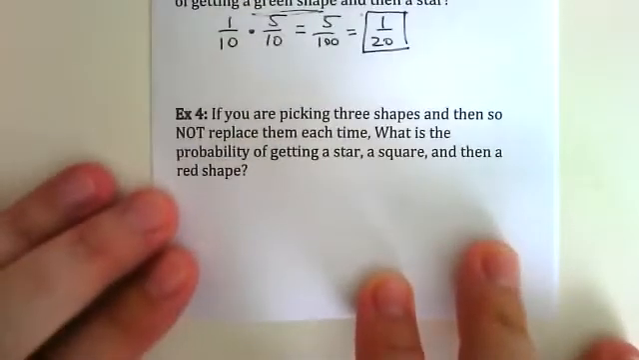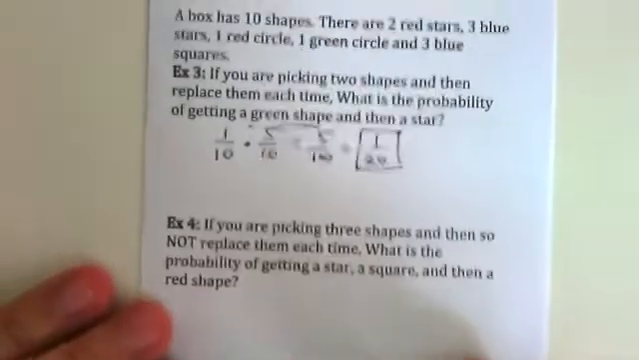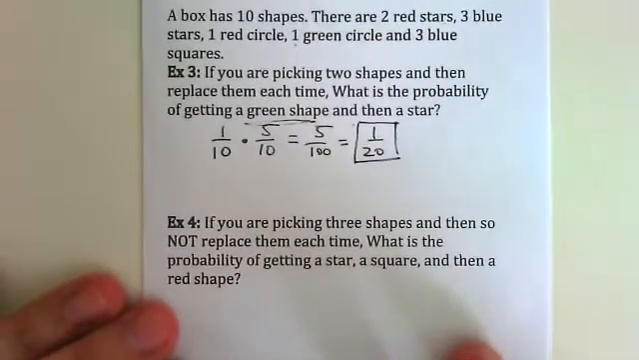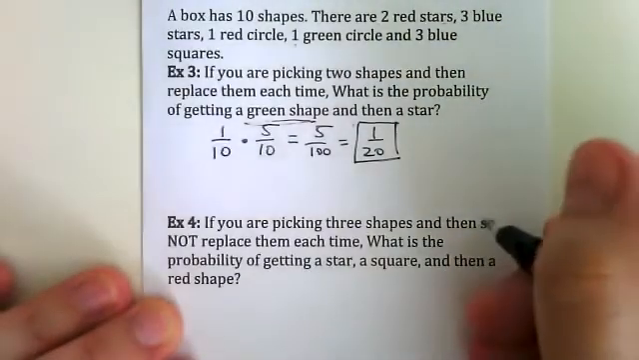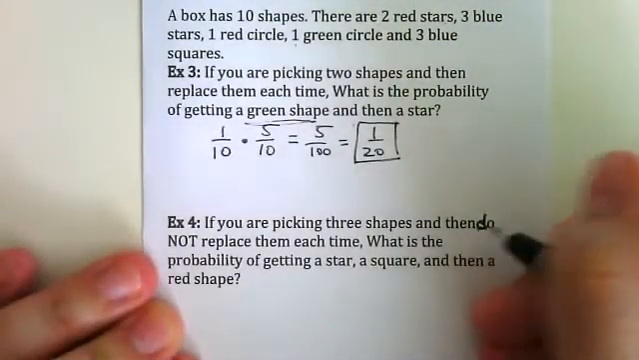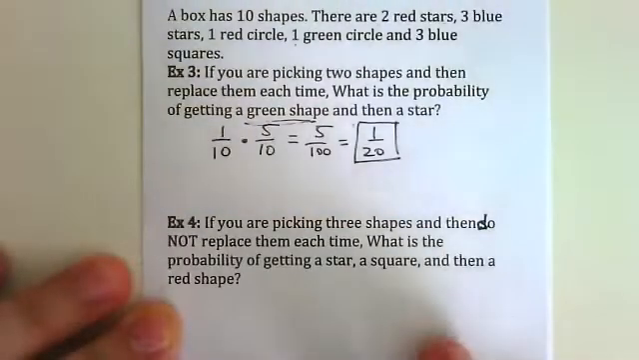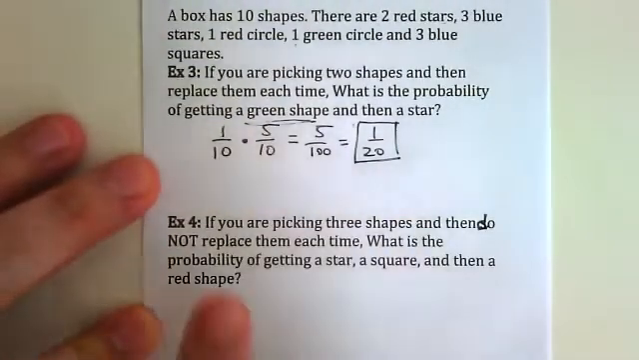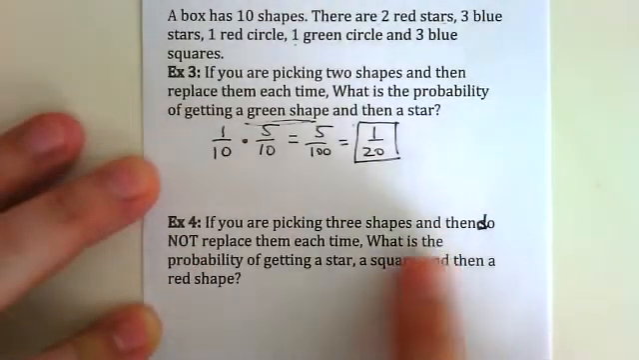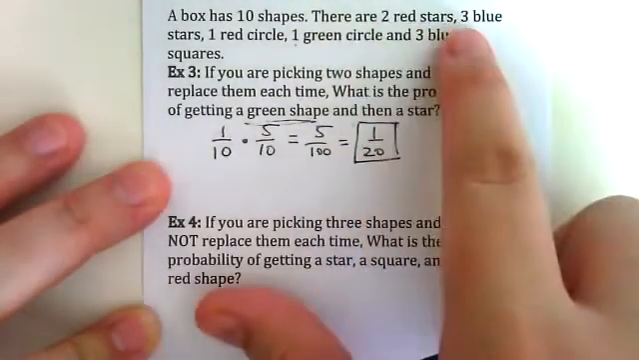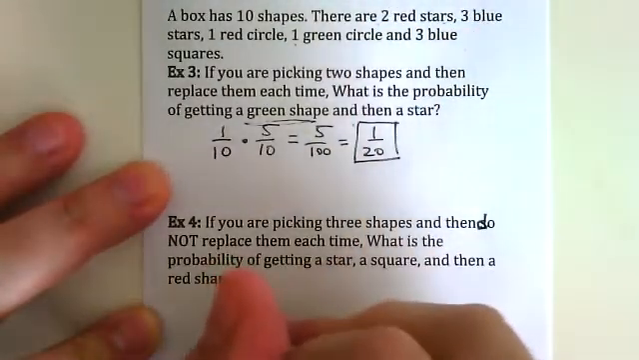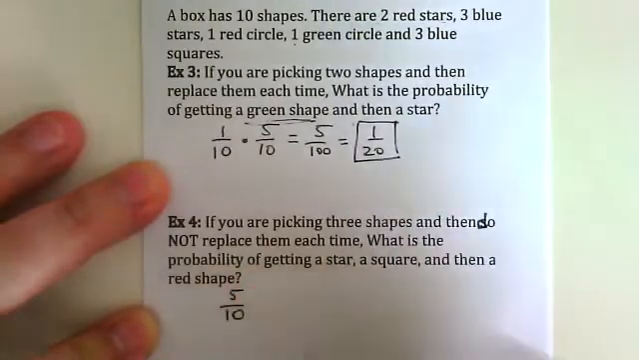So now for question number 4, we'll leave that up there. I'm looking for 3 shapes, and then do not replace them. Okay, so for this one, this is dependent because I'm not replacing them, so my total is going to go down each time. So what is the probability of getting a star? So let's look at our stars first. So I've got 2 and I've got 3, so that's 5 stars. So 5 out of 10.